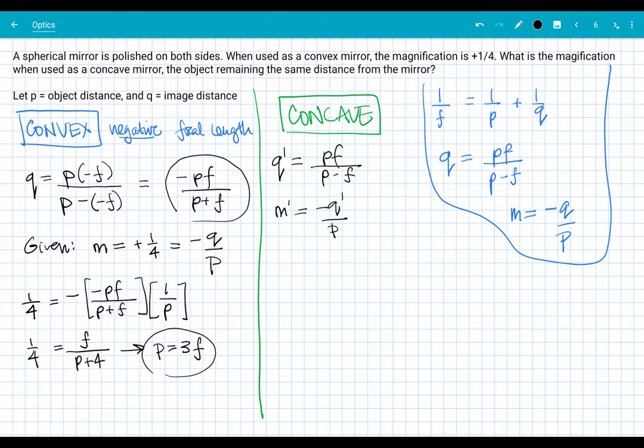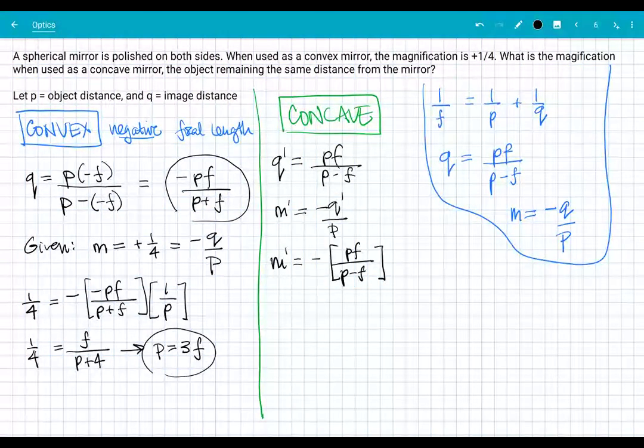Now P is the same for both cases, so I don't need to prime that one. So let's fill this in. M prime is going to be then, so negative Q prime would be negative PF over P minus F. Let me pause for just a moment. If you're wondering why am I using the same F? Remember that this is the same mirror. The mirror has the same curvature. So if it has the same radius of curvature, then the focal length, even though they're going to differ by a sign between the convex and concave cases, they're going to have the same magnitude. So that's why I'm using the same F there.